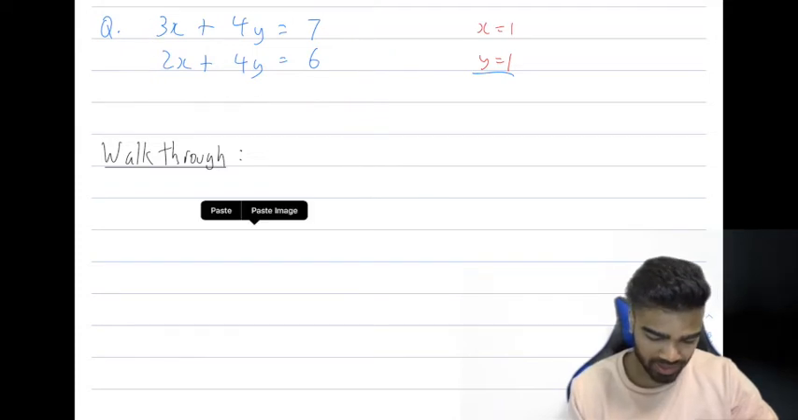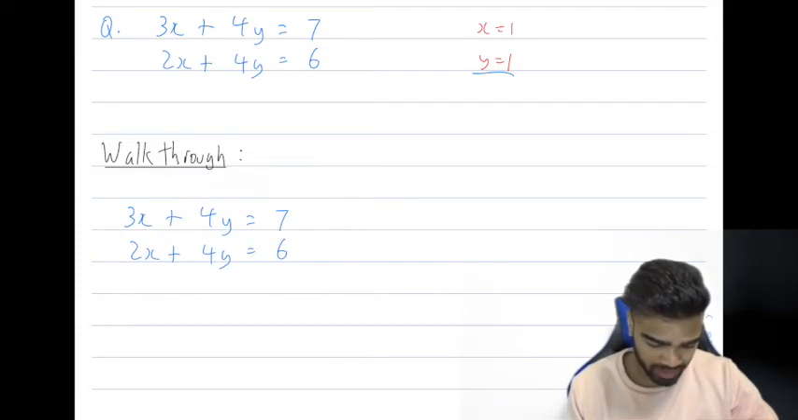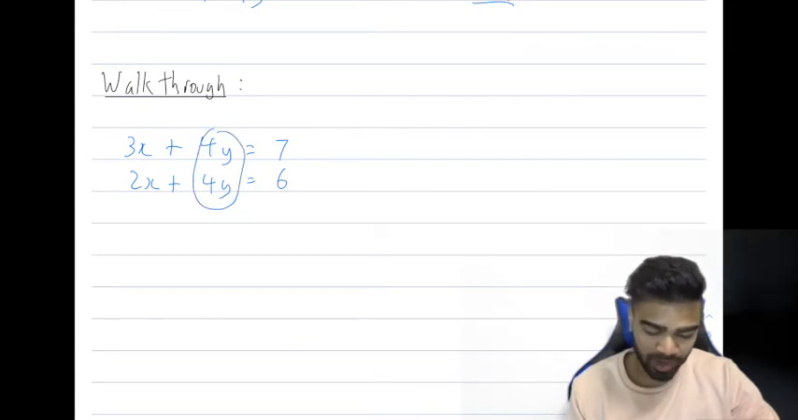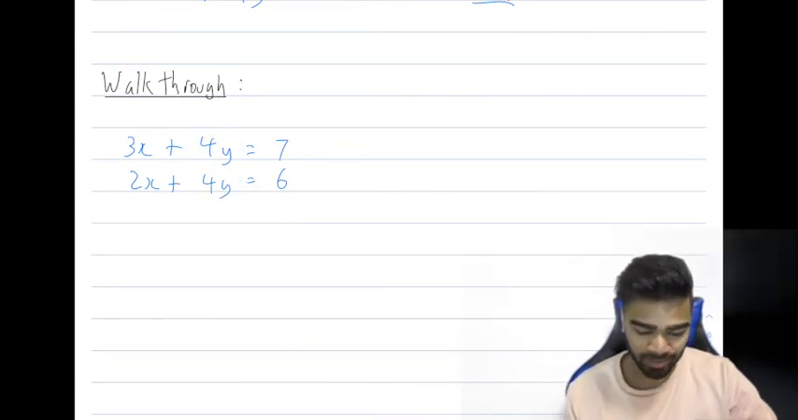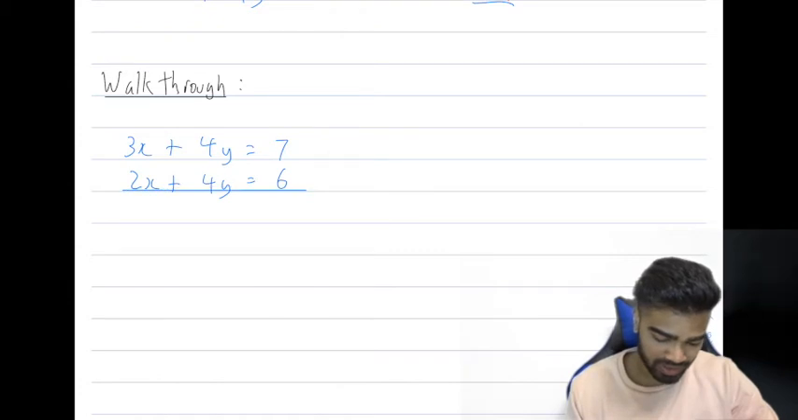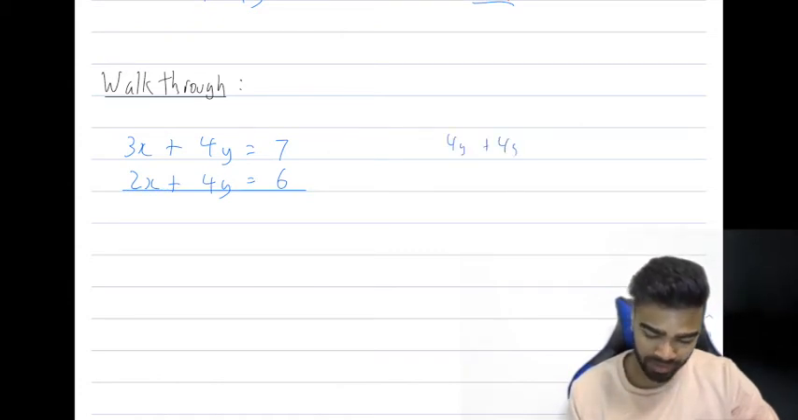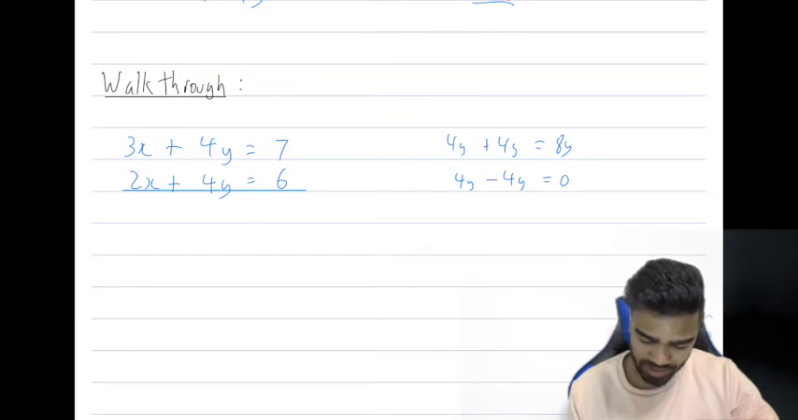So I'm just going to do this question again down here. Okay, so which variable did you get rid of? Well, you had to get rid of the y variable. Why? Because it had the same number. So what we're going to do, take this, and what do you guys do? Do you add or subtract? Well, 4y plus 4y is 8y. Nope, didn't get rid of it. 4y minus 4y is equal to 0. So, well, we need to subtract.